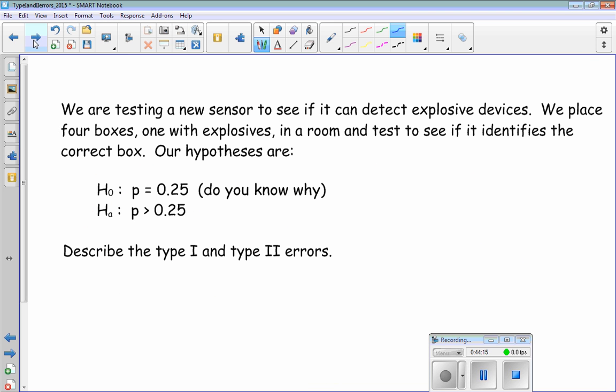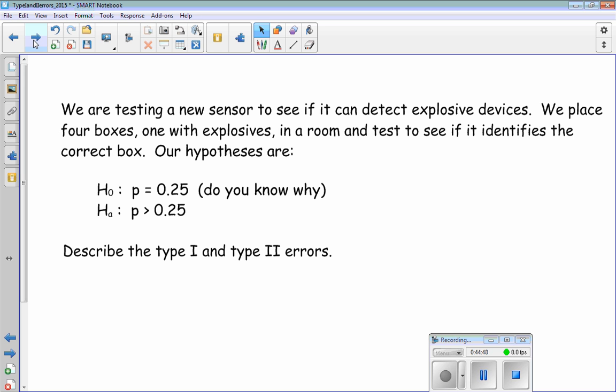So let's do another one. We're going to practice this, and your homework is going to be to read the chapter, and you're going to be assigned describing type 1 and type 2 errors. And we're going to talk about how to find those probabilities on Wednesday. So how about this one? We're testing a sensor to test for explosive devices. We placed 4 boxes, one has explosives, in a room, and figure out this test to see if it identifies the correct box.